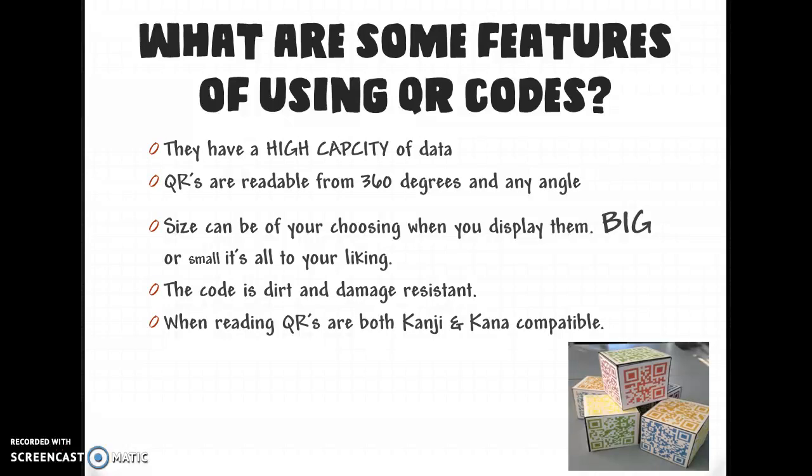What are some features of using QR codes? Well, they have high capacity encoding. These little cuties can hold a world of information. You can get up to 7,089 characters on one little piece of your QR code. That's a total of several hundred times the information than a plain old school barcode. Just on a 2x2 square, you can hold up to 300 alphanumerical characters.